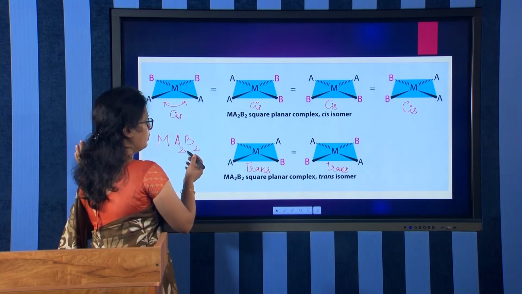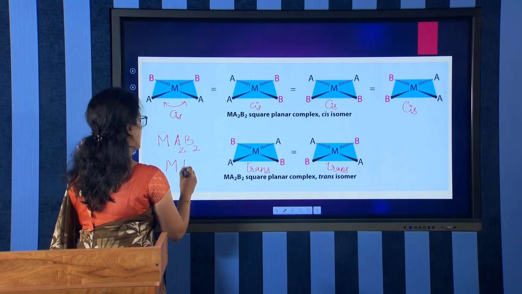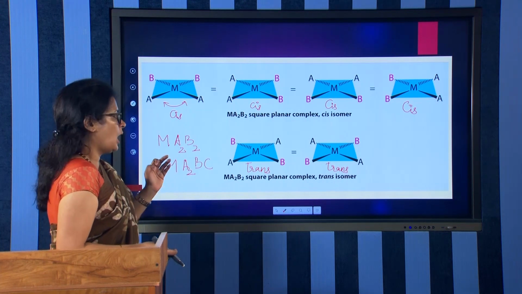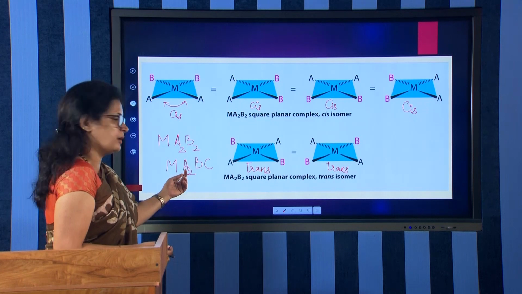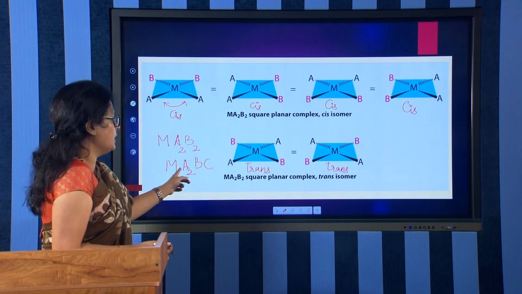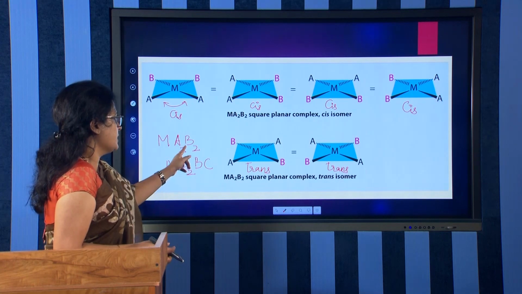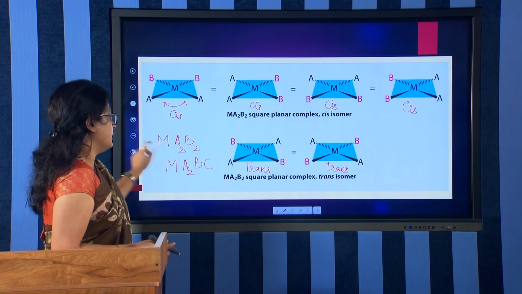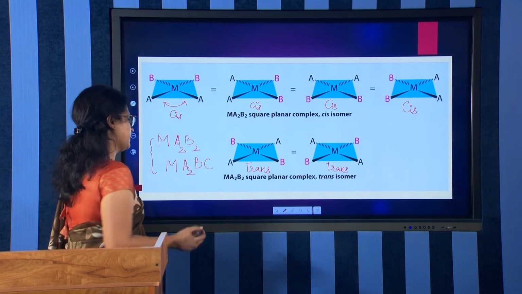Likewise MA2B2, the same situation is with MA2BC. It will also show geometrical isomerism. How will it show the geometrical isomerism? Since two similar ligands A are there, if these two similar ligands are on the same side, I will call it cis. And if these two similar ligands are in an opposite position, I will call it a trans isomer. The difference is that here we have identical ligands, and here it is different ligands B and C. But these two forms will show similar geometrical isomerism, like cis and trans forms.